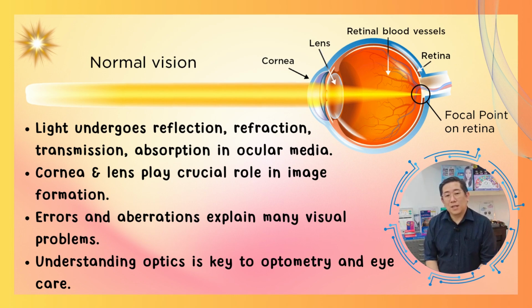To summarize, light behaves in predictable ways. It reflects, refracts, transmits, and can be absorbed. The cornea and lens are the main optical structures that bend light to form an image on the retina. Other ocular media like the aqueous and vitreous humors mainly maintain clarity and shape, while the eye is highly efficient. Imperfections lead to refractive errors and optical aberrations. By studying these principles, we can better understand vision and provide effective correction. This is why physiological optics forms the backbone of optometry.